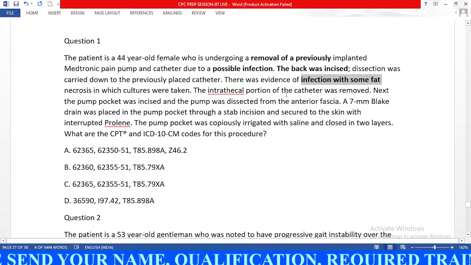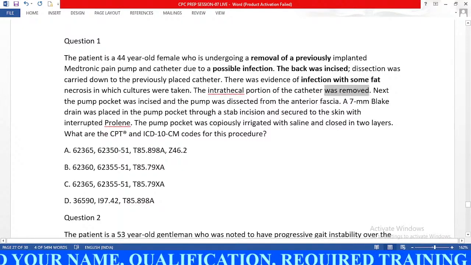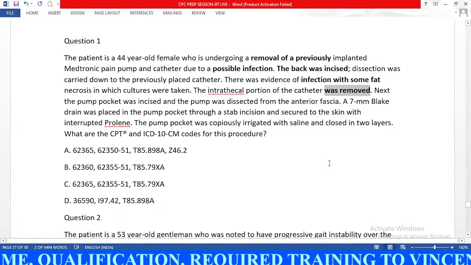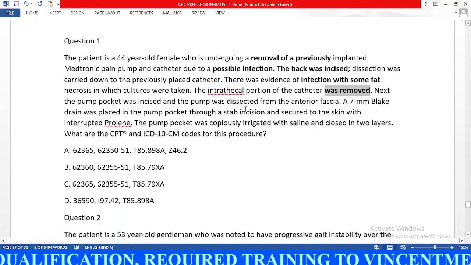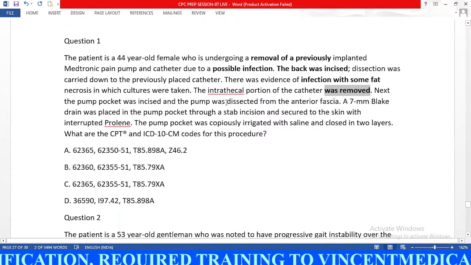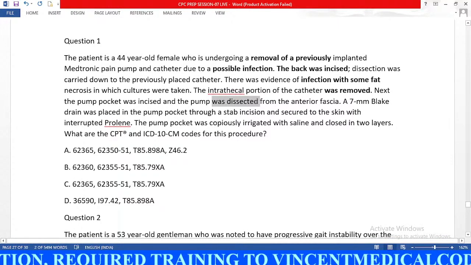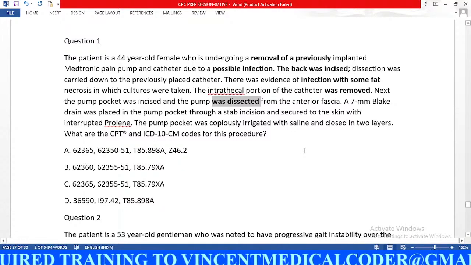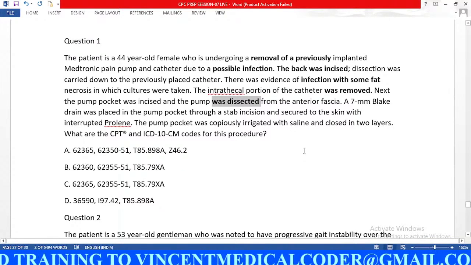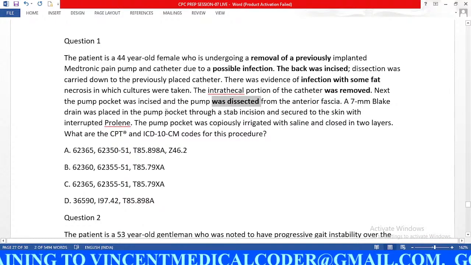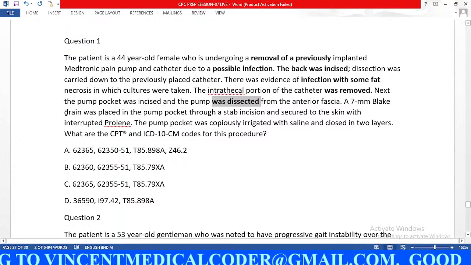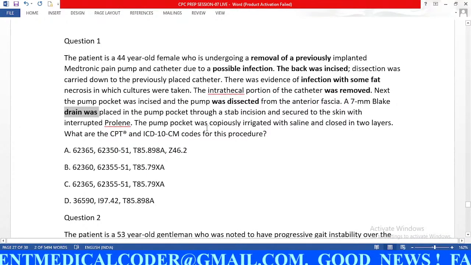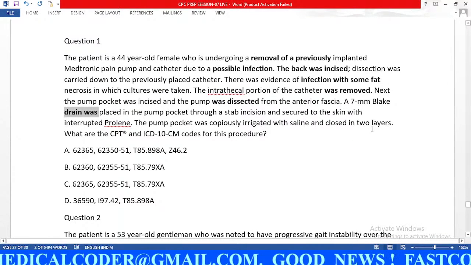The intrathecal portion of the catheter was removed. So this is also one keyword. Next, the pump pocket was opened and the pump was disconnected from the anterior fascia. So dissected is also one keyword. A 7 Blake drain was placed in the pump pocket through a stab incision and secured to the skin with interrupted proline. So here the physician has removed the pump and he placed the drain. The pump pocket was copiously irrigated with saline and closed in 2 layers.